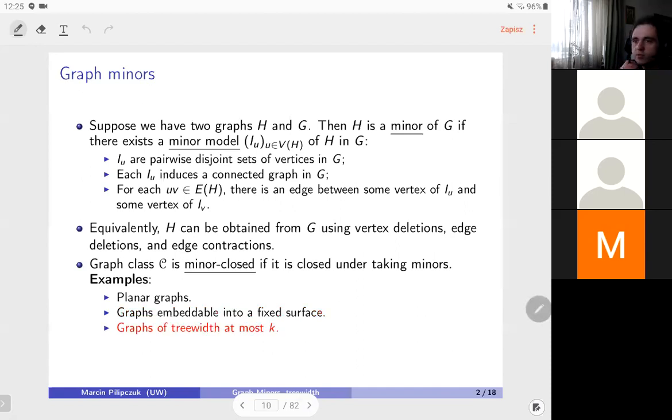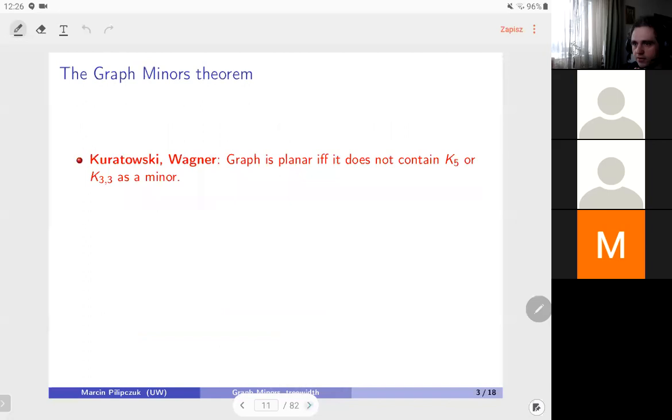Okay, and what we'll be discussing today are graphs of bounded treewidth, like graphs of treewidth at most 100. Treewidth is a measure that we'll introduce in the next half an hour, but graphs with a fixed bound on the treewidth, which is some measure of the graph, also form a minor closed graph class. We won't discuss it exactly during the lecture today, but will postpone it to one of the tutorials, either today or the week after. Okay, so that's a definition of graph minors.